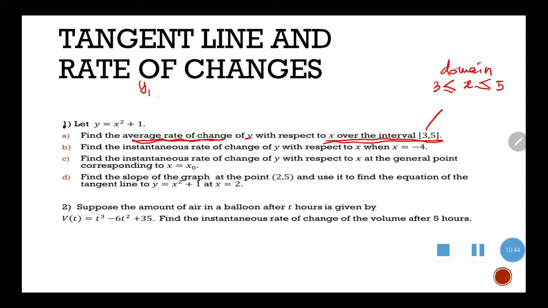find y1 when x equals 3. So y1 is x squared plus 1, so 3 squared plus 1 is 10. And now we try to find y2 when x equals 5. 5 squared plus 1 is 26.